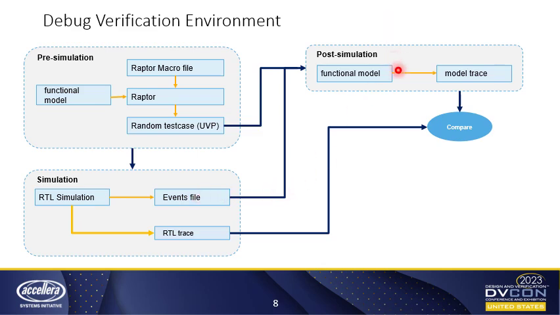In the post-simulation stage, the events file and the UVP file will be combined and put into the functional model again to generate a model trace. This model trace will then be compared with the RTL trace, to get the final results.